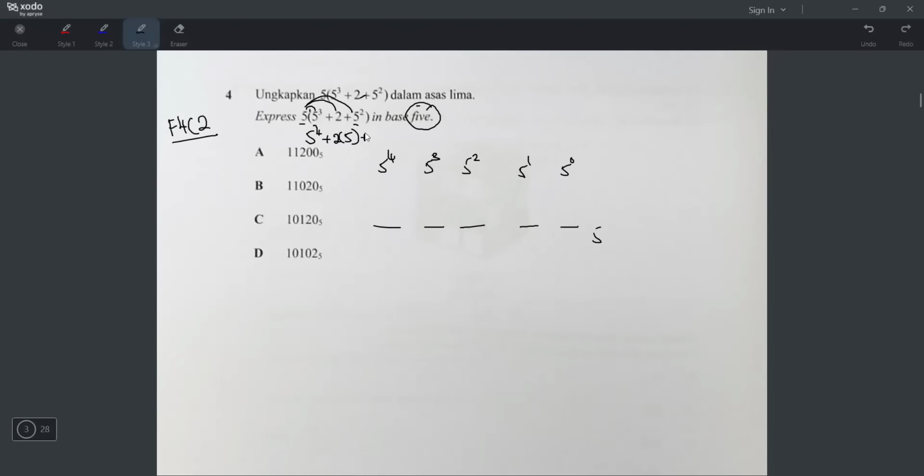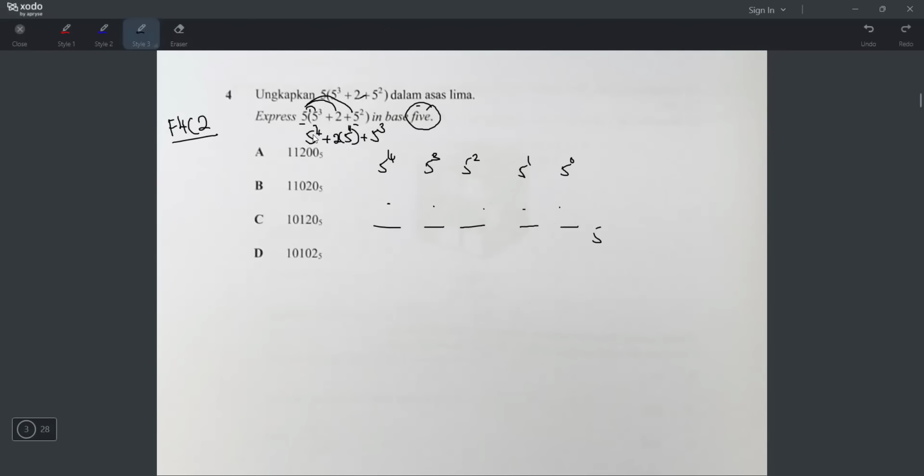And then plus 5 power 2 times 5 power 1, 5 power 3. Okay? So now what we have to do? We have to look at the highest power here, the highest power for base 5, because we are changing to base 5, right? So you can see this is 5 power 4, this one is 5 power 1, this one is 5 power 3. It means if the highest power is 5 power 4, that means there's 5 digits.